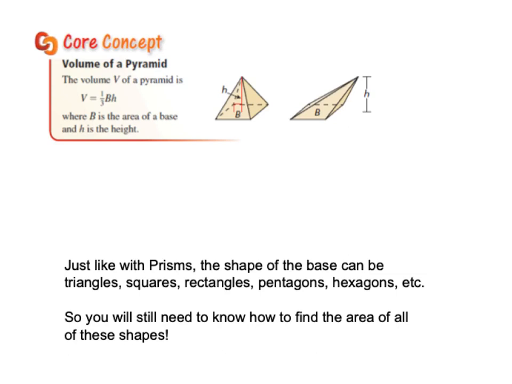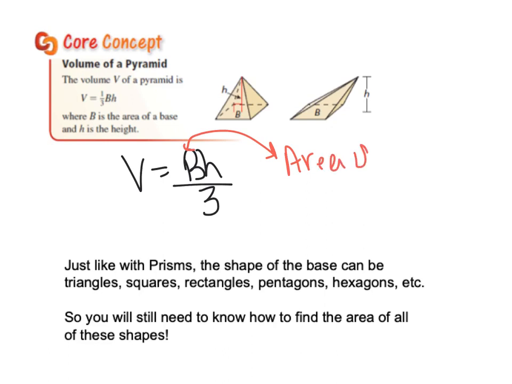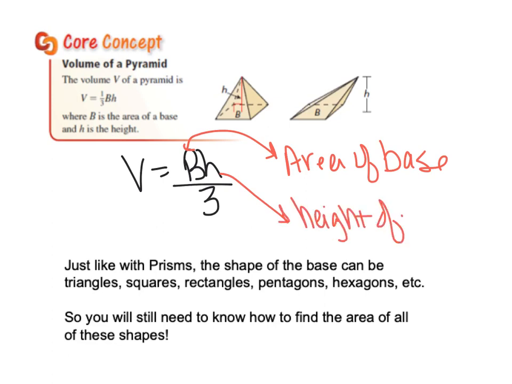Okay, so we are going to start with volume of a pyramid, and volume of a pyramid is very, very similar to volume of a prism, except now instead of the volume being just the base times the height of the prism, a pyramid is then just divided by 3. And again, it's the same thing. So B is the area of the base, and H is the height of the pyramid.